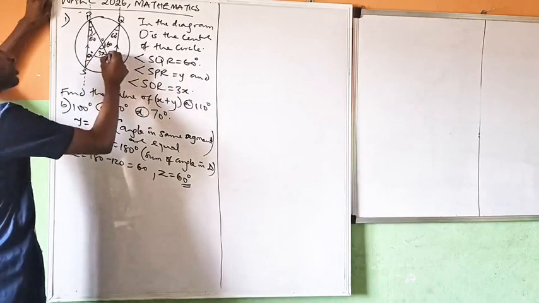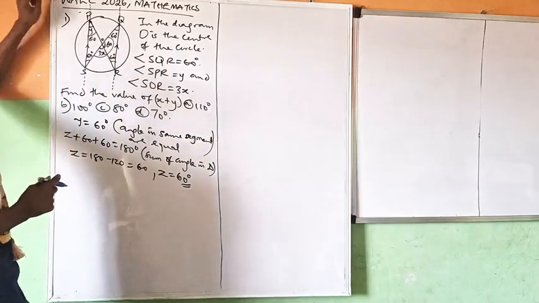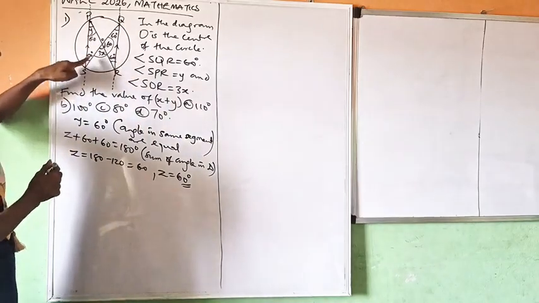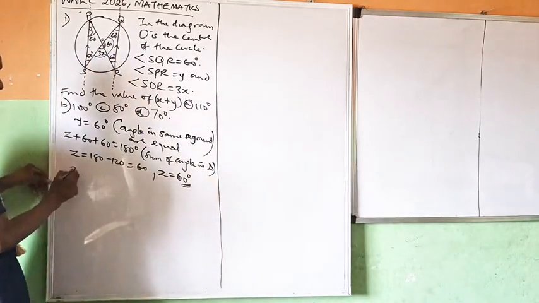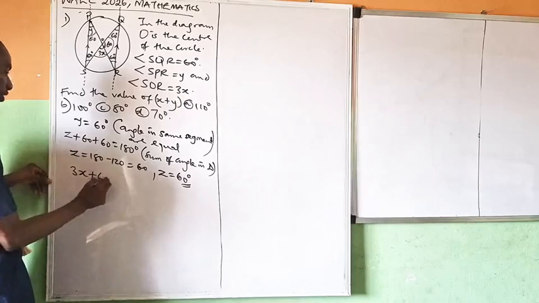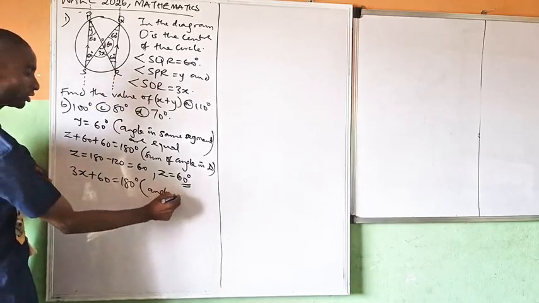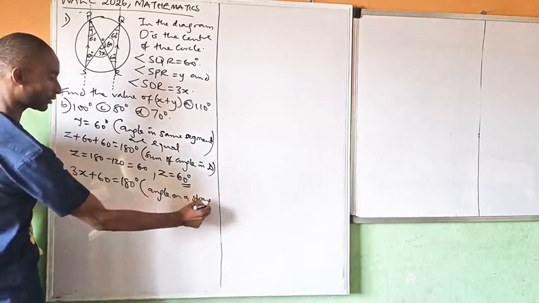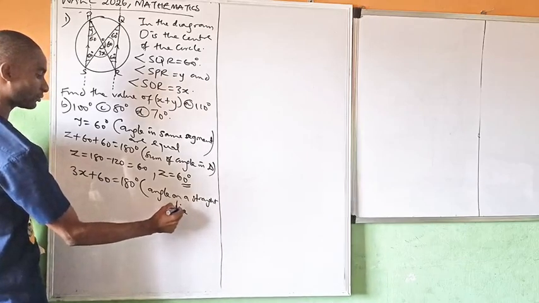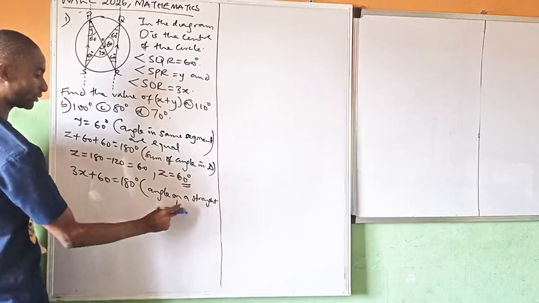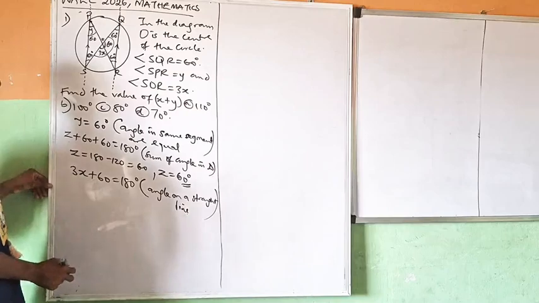Now this point to this point is angle on a straight line. This is a straight line. So this is angle on a straight line. And what's the sum of angles on a straight line? 180 degrees. So I'm going to say 3x plus 60 is equal to 180 degrees. Sum of angles on a straight line.